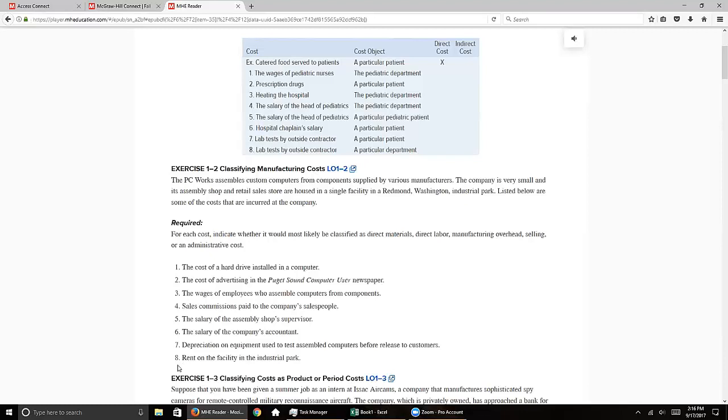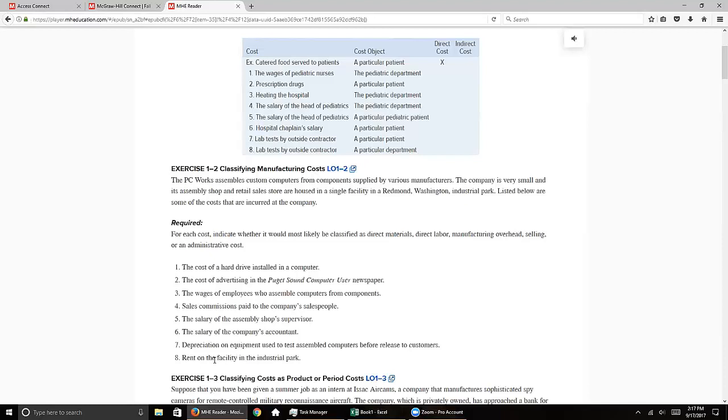And then last but not least, we have number 8, which said the cost of the rent on the facility in the industrial park. And just to refresh our memory here, we have our assembly shop and our retail sales store in the same facility. So we'll be a little bit careful with this one. So rent on the facility in that industrial park, is that associated with the production process? Well, part of it is, right? We have the assembly shop in there. We also have the retail sales store though. So really this number 8 is both a product and a period cost, both a manufacturing and a non-manufacturing cost.